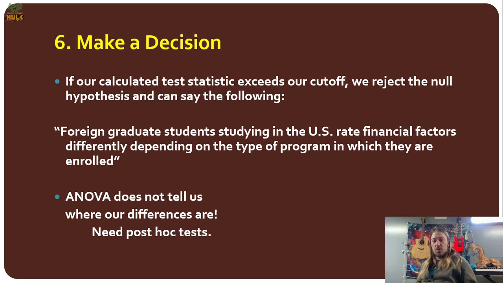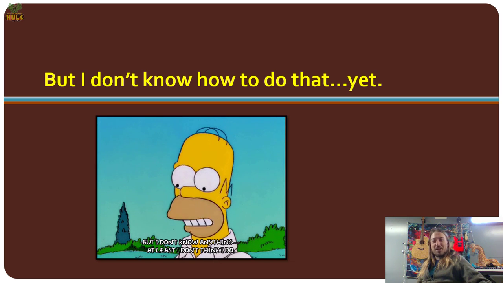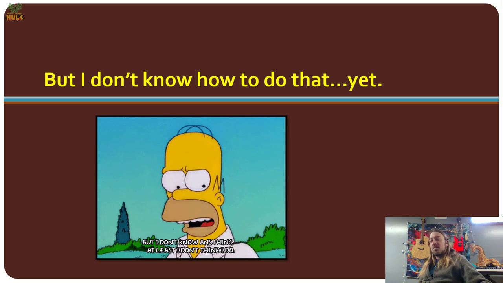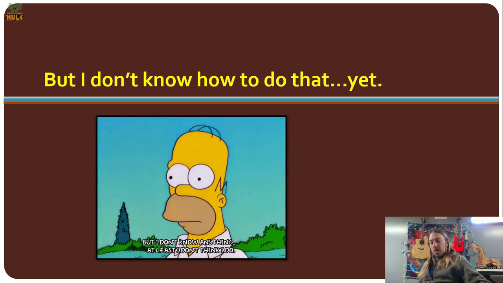Right? Now, notice that conclusion. It does not say which group rates financial factors more, which group rates them less, which groups might rate them equivalently. All we can say with a significant ANOVA is that there is at least one, maybe more, differences somewhere between our groups. In order to figure out where they are, we need to run what are called post hoc tests. Post hoc tests we'll introduce in the last video in this series. Like I said, we'll figure out how to do that pretty soon. Post hoc tests essentially are equivalent to, or nearly equivalent to, t-tests, right?